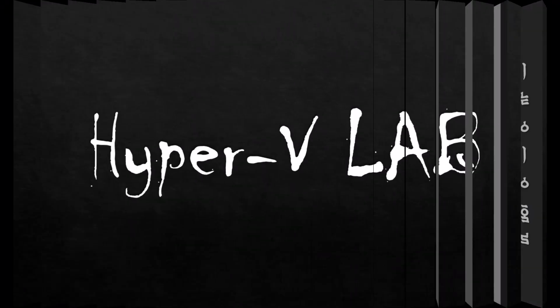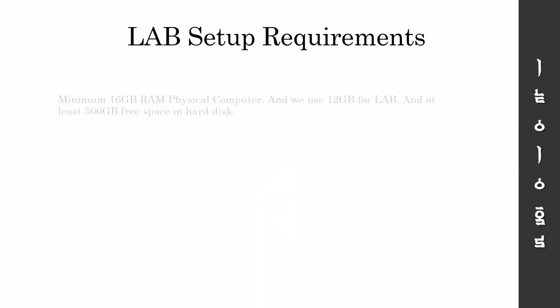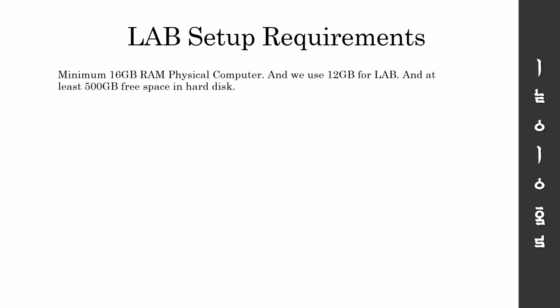Okay, let's discuss the Hyper-V lab requirements now. I'm considering a minimum of 16 GB physical RAM computer. If you have 16 GB RAM in your machine, you can create a mini lab. I'm just considering the minimum requirement, 16 GB physical RAM. If you have more RAM capacity in your machine, you can allocate more to your VMs. For 16 GB RAM computers, you can use 12 GB for the lab, and the main OS will use the rest of the RAM. We also need at least 500 GB free space on the hard disk.